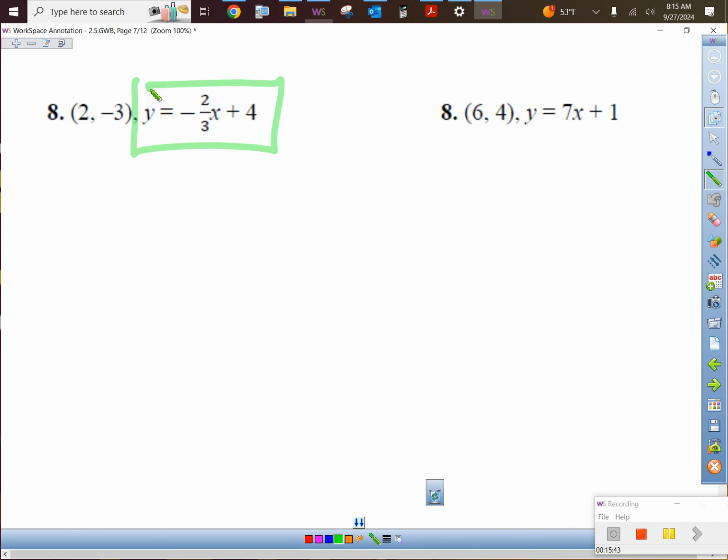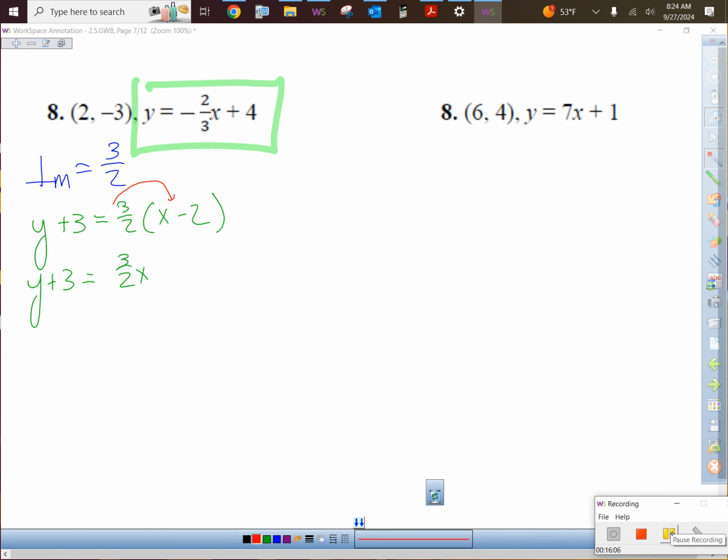The P word on these questions is perpendicular. Steal the slope from the line they gave you and take its opposite reciprocal. So the perpendicular slope of this guy will be the opposite reciprocal of negative 2/3. Who is the opposite reciprocal of negative 2/3? Positive 3/2. Cool. Pause the video.